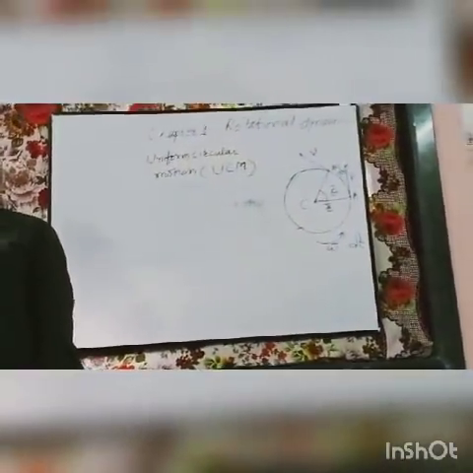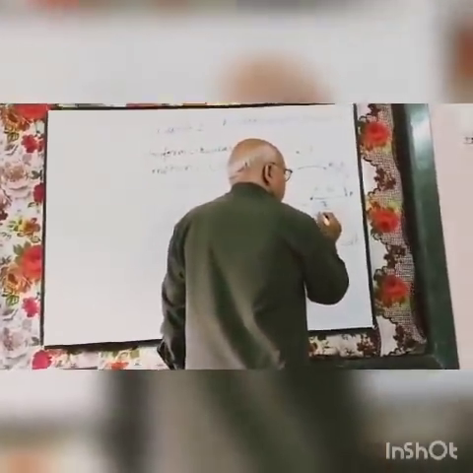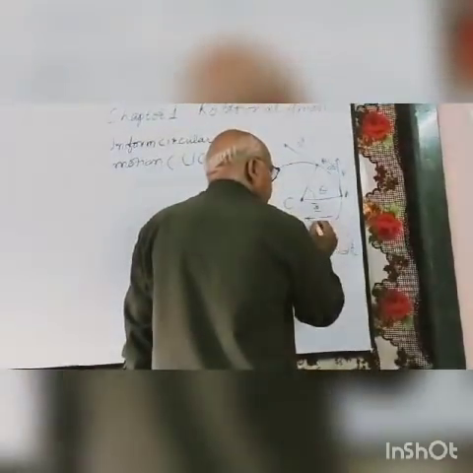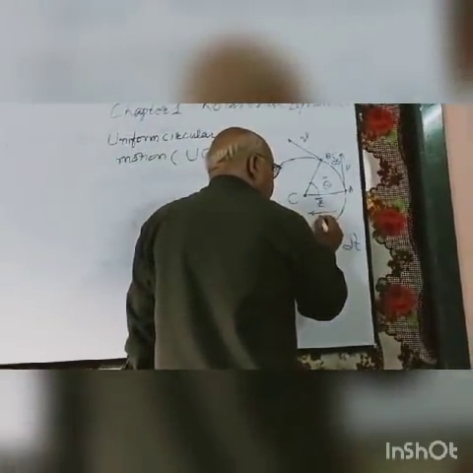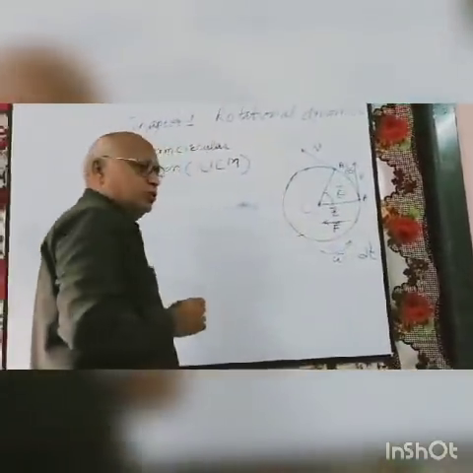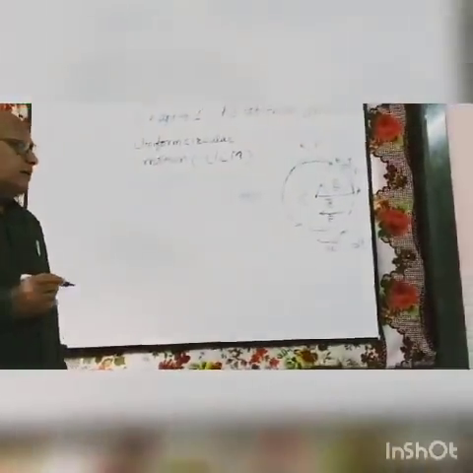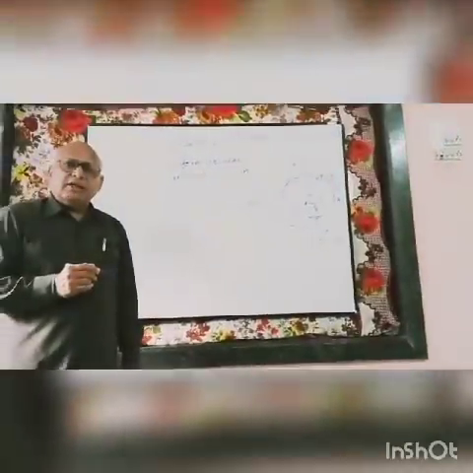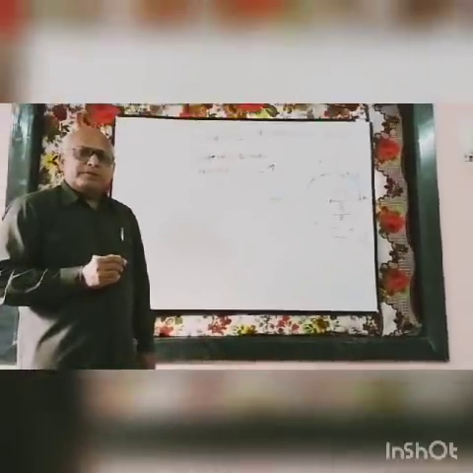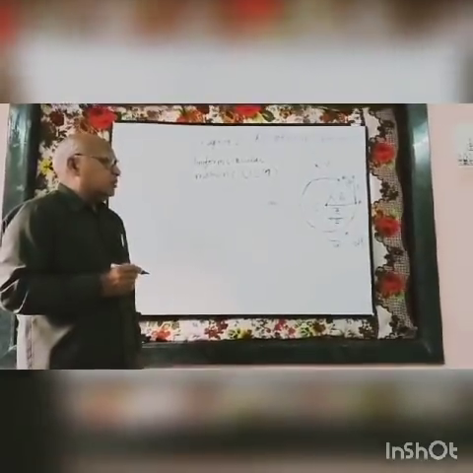Next, when a particle is performing uniform circular motion, this motion is performed under the action of centripetal force, or we can say any circular motion that takes place under the action of centripetal force. The centripetal force is opposite to the radius vector.